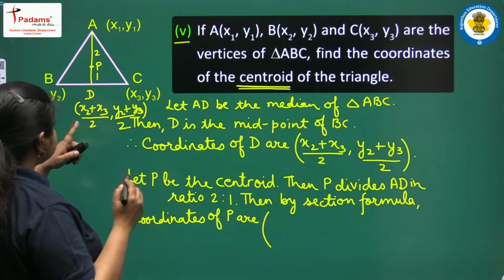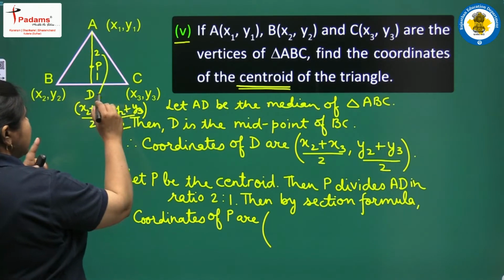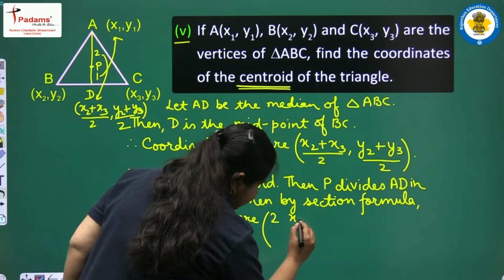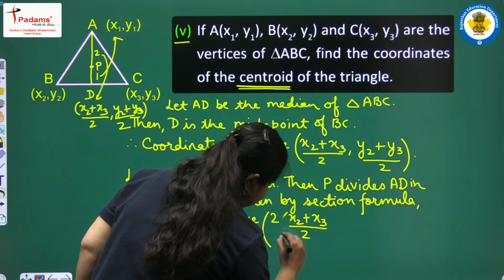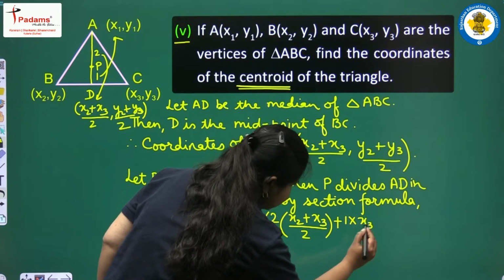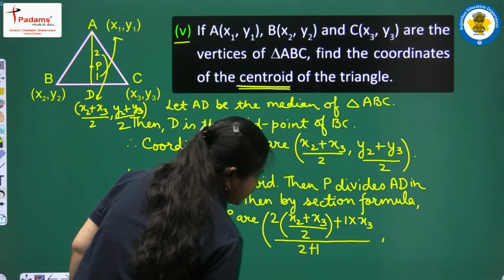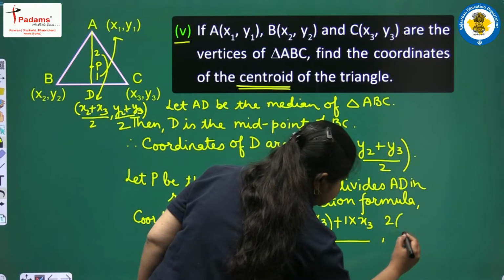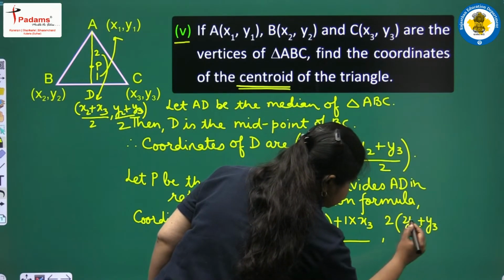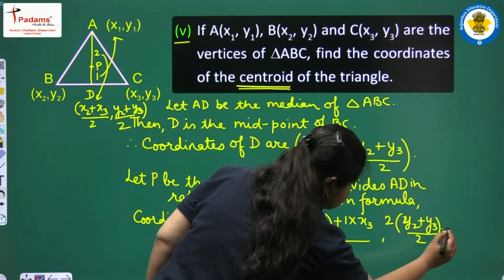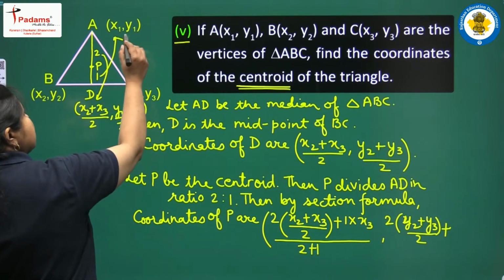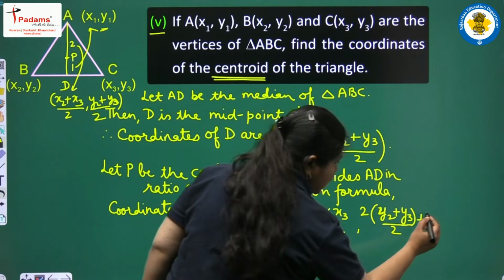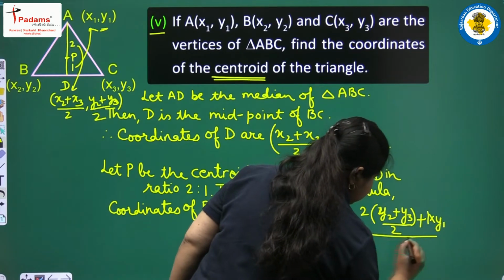दिस इज 3। तो कैसे करेंगे, दोनों तरफ में ये 2 तो मल्टीप्लाई होगा (x2 plus x3) upon 2 से, और 1 मल्टीप्लाई होगा x1 से। सो वी राइट हियर 2 into (x2 plus x3) upon 2 plus 1 into x1, और डिनोमिनेटर में आएगा 2 plus 1। ये तो हो गया x कोऑर्डिनेट। अब y कोऑर्डिनेट के लिए 2 विल बी मल्टीप्लाइड बाय (y2 plus y3) upon 2, plus this 1 will be multiplied by y1. So here we can write 1 into y1, upon 2 plus 1.